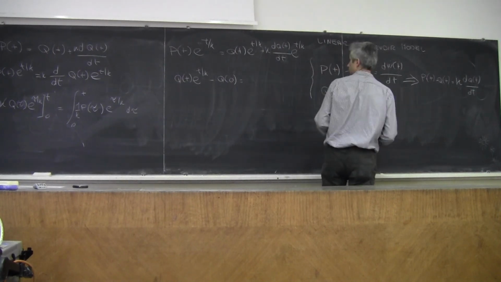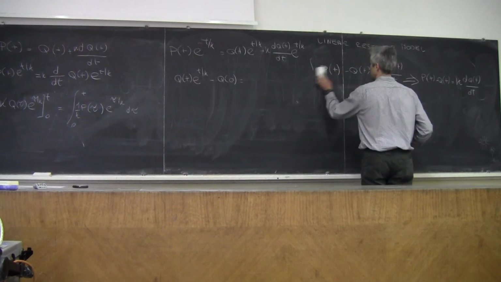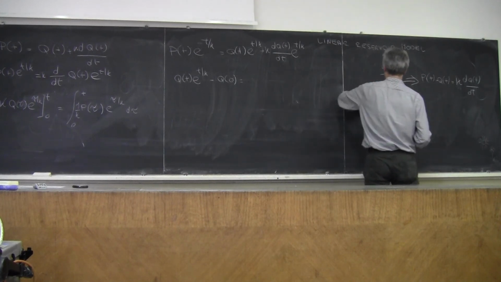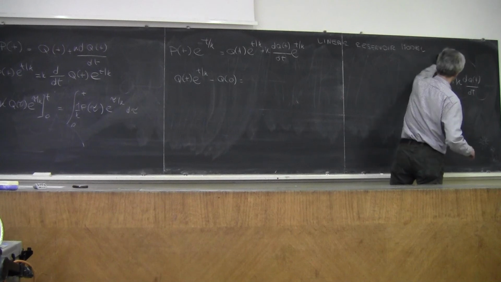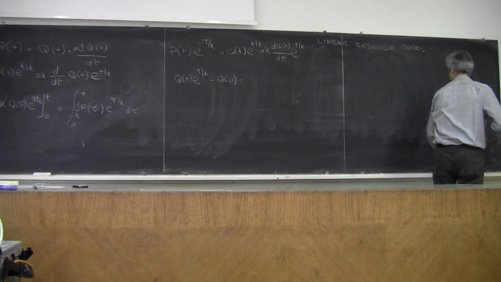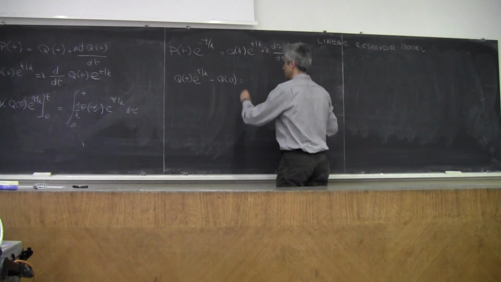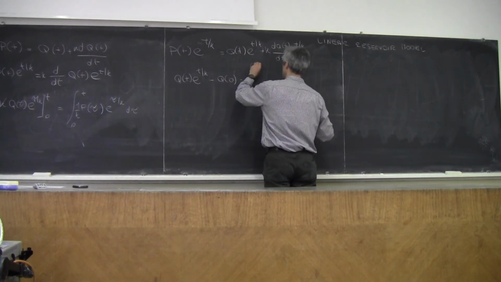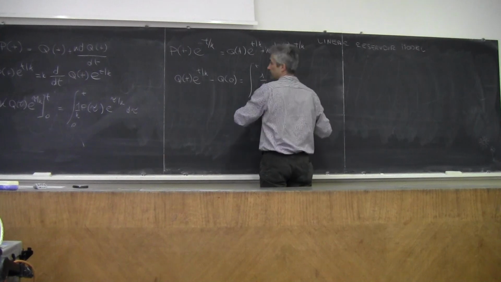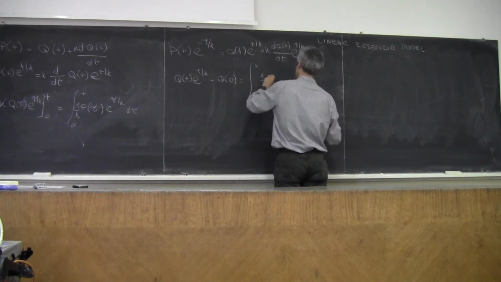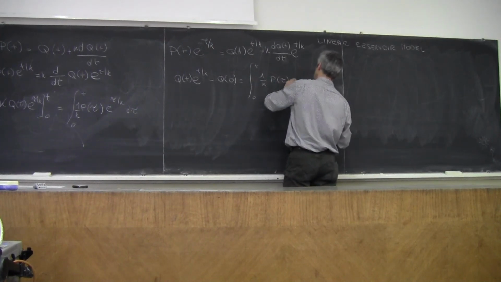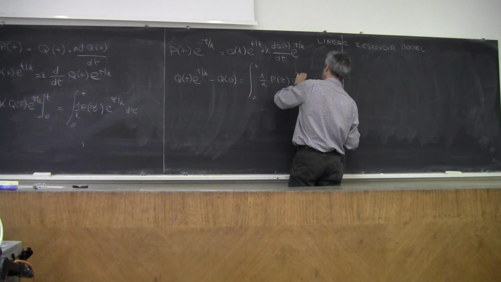Now we have to write the right-hand side, which is simply, I rewrite it, the integral between 0 and t of 1 over k p_tau e to the power of tau over k d tau.